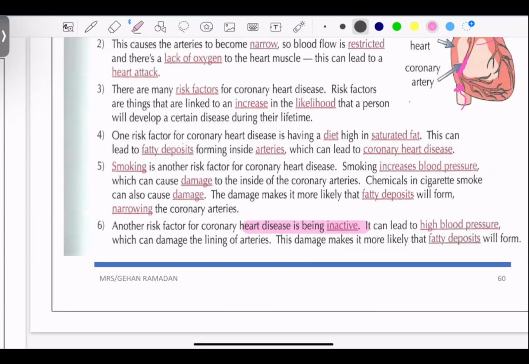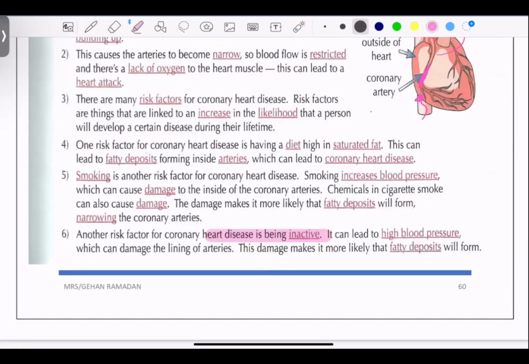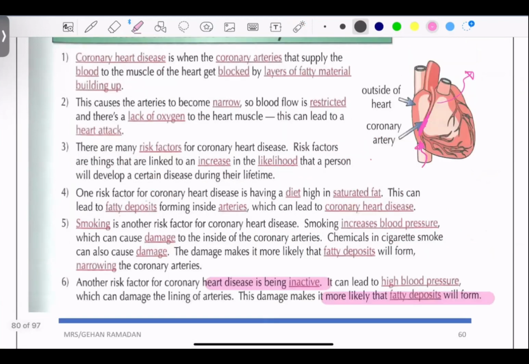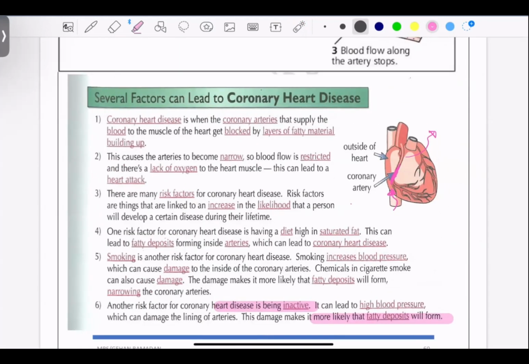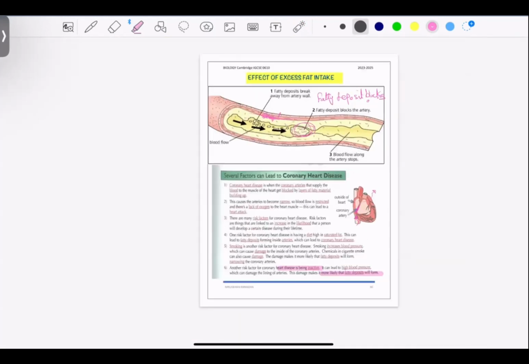This leads to high blood pressure, and all of this leads at the end to the fatty deposit, and this goes to the heart attack. Do you get it? Yes. Okay.